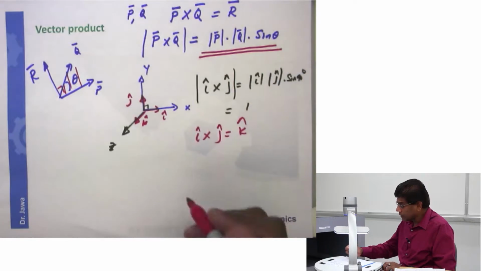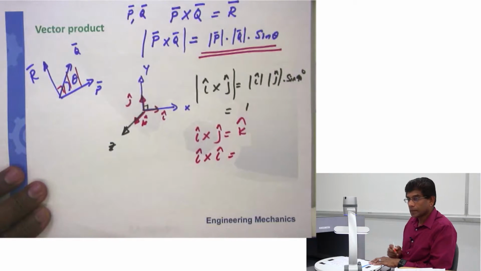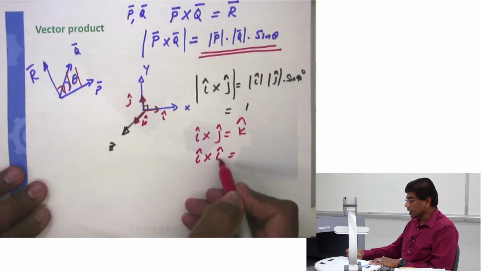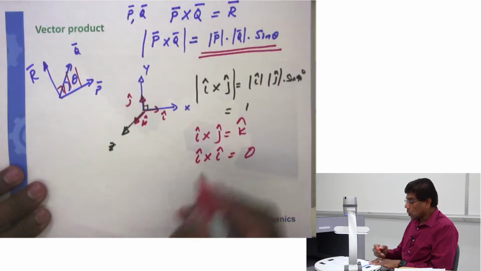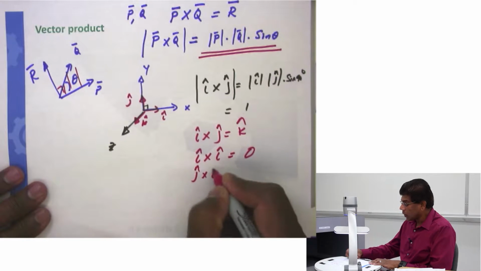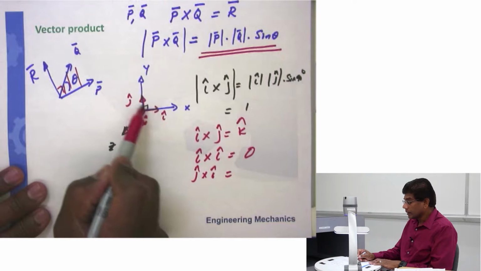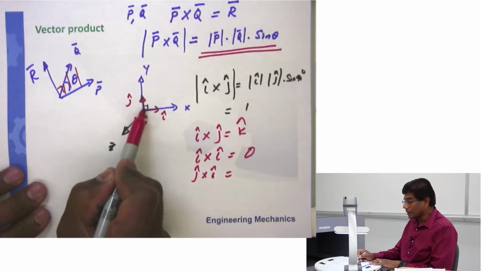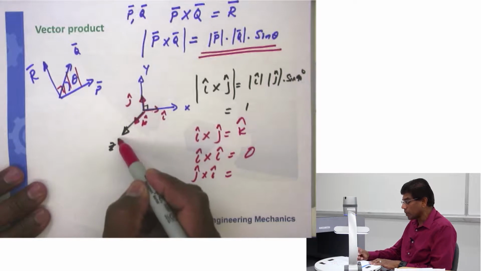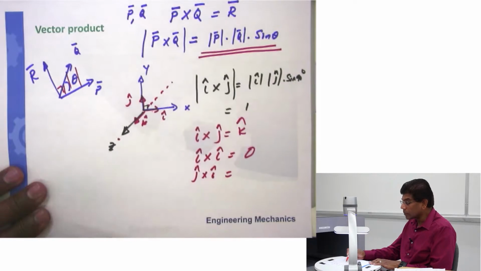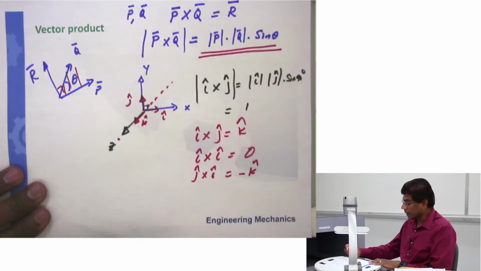Now, just to conclude this discussion, what if I cross I with I? Well, you should know I cross I, the angle between them is 0, and therefore that's going to be equal to 0. What happens if I cross j with I? Well, that means I'm crossing j with I. That means the magnitude is still going to be 1. But if I use the right-hand rule to find the resulting vector, it is not going to be along positive z. It is going to be along negative z, meaning it is going to be negative k.